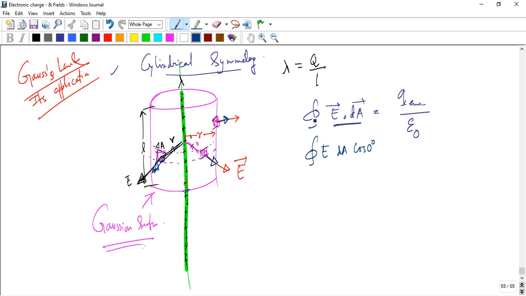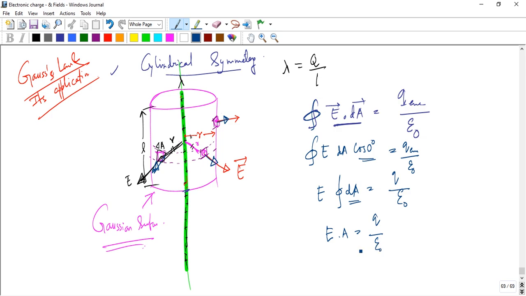The circle symbol on the integral indicates a closed surface, and this equals Q enclosed by epsilon naught. We know cos 0 is 1 and E is constant, so E times the integral of dA equals Q enclosed over epsilon naught.